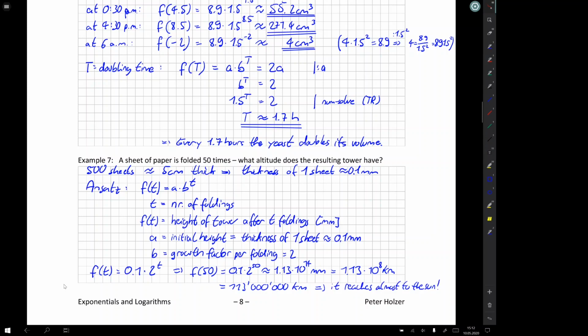I assume that hardly anyone was close with their guess to this result, and this shows what exponential growth really is. What happens when something grows exponentially? It suddenly explodes. You can't follow it anymore, and we have seen this problem with the coronavirus just now, and that's why everybody is so afraid of this exponential growth.